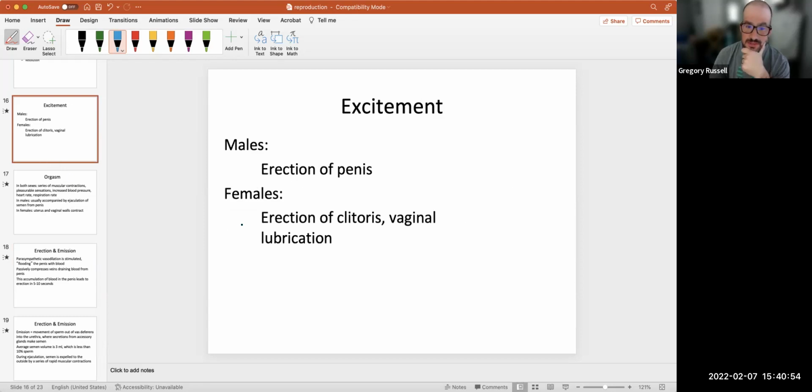In females, again, because we do see these kind of homologous structures, we see the clitoris becoming more sensitive and erect. The vagina will actually lubricate itself in anticipation of receiving the penis during intercourse. The vagina also elongates just a little bit as well in order to accommodate the penis. All right. So we see that happening here as well.